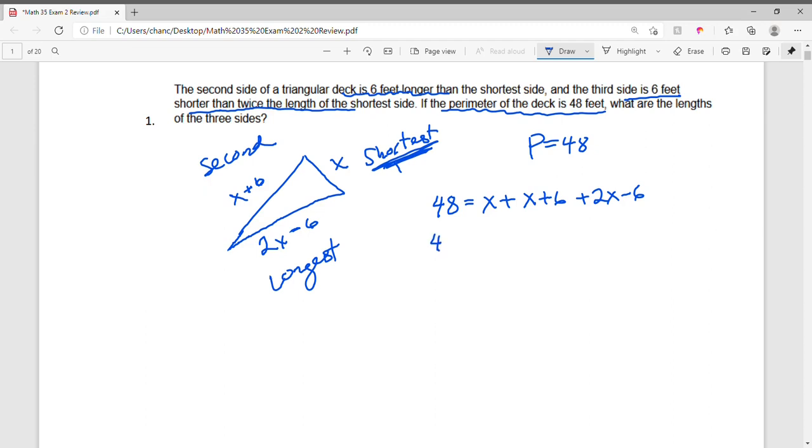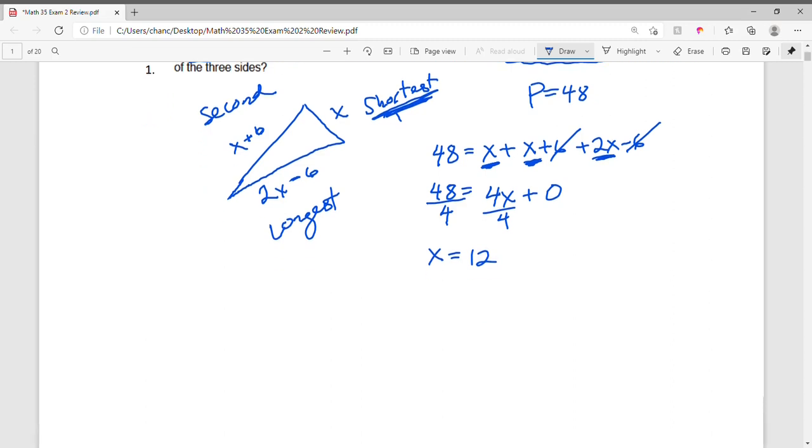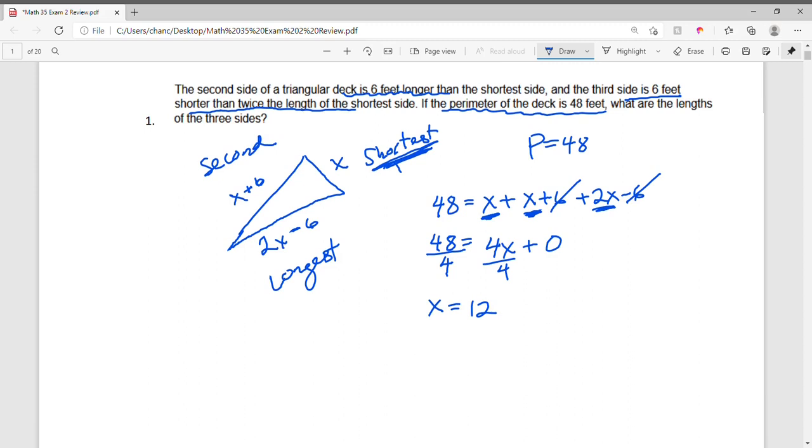We'll collect like terms. We have x plus x plus 2x, all together makes 4x. And 6 minus 6, that cancels out. That just gives us a 0. Now we could divide both sides by 4 to solve for x. And x is equal to 12. Now this is not our solution. We have to give the lengths of all three sides.